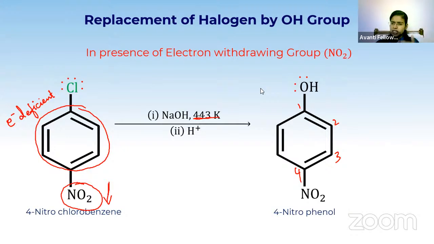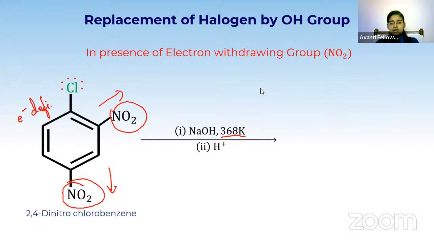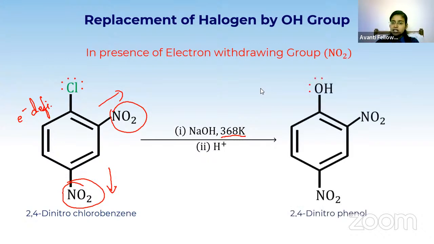I want the product immediately. What can I do? I can introduce two electron withdrawing groups, one at the ortho position and the other at the para position. Ortho means adjacent to chlorine. Para means opposite to chlorine. If I introduce two electron withdrawing groups, those two will withdraw the electrons side by side, so the electron deficient character will be more compared to the previous reaction. So instead of 443, we will get the product at 368 Kelvin itself.